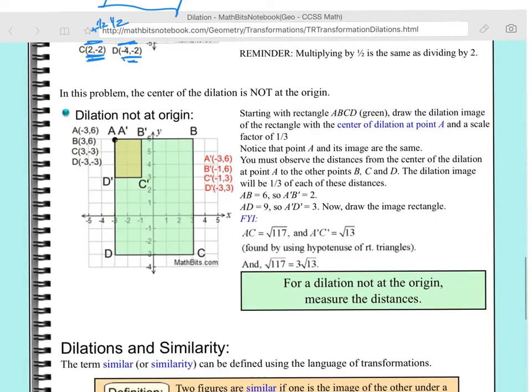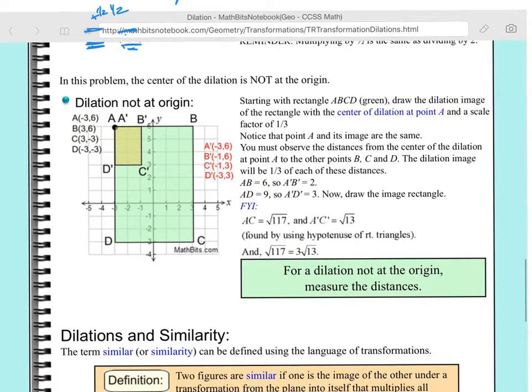Dilations not at the origin is not on your syllabus at this point, and you do not need to know how to do this at this point.